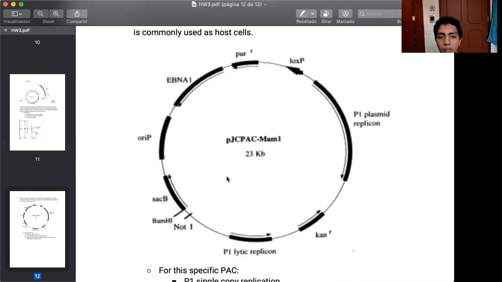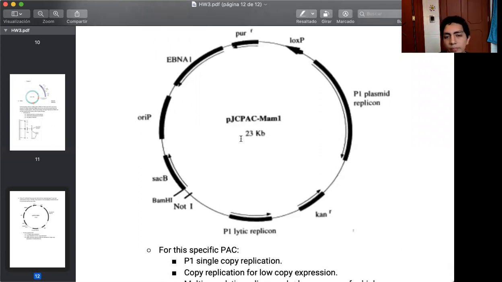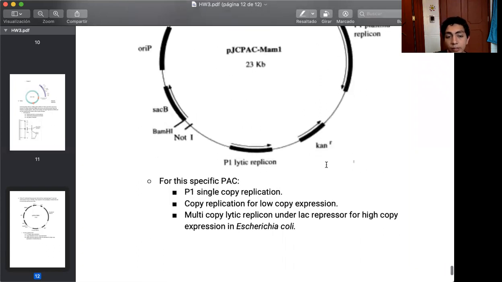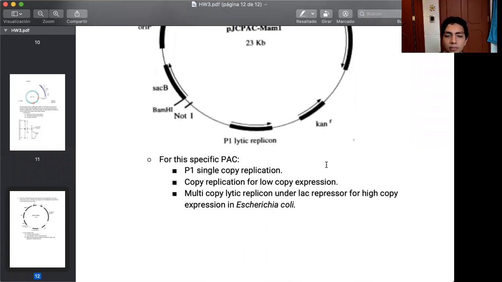This is an example of a PAC vector, which is plasmid JC PAC MAM1, and is 23 kilobase pairs long. So for this specific PAC, we have the P1 single copy replication. We also have the copy replication for low copy expression, and the multiple copying lytic replication on the black repressor for high copy expression in Escherichia coli.